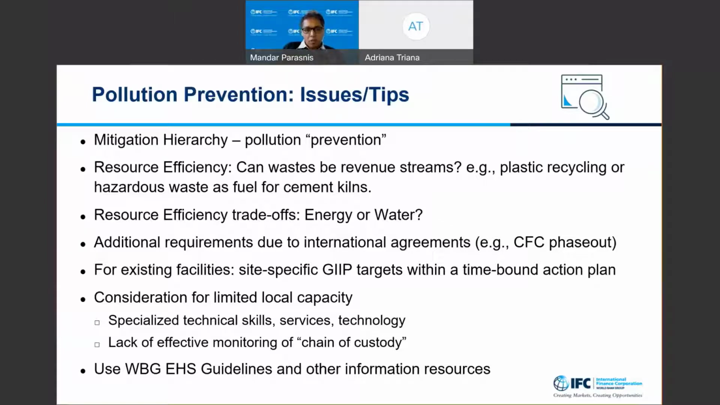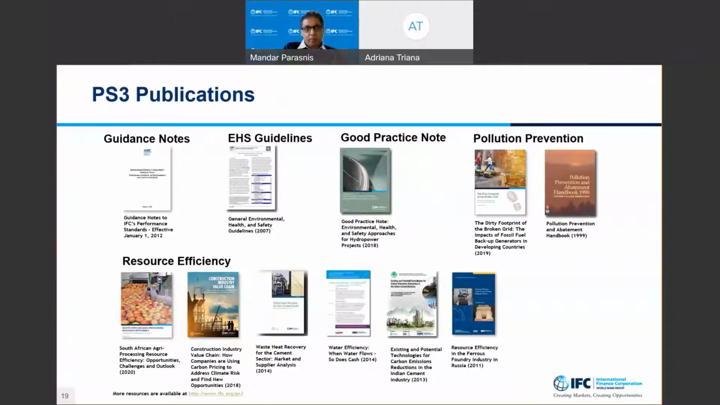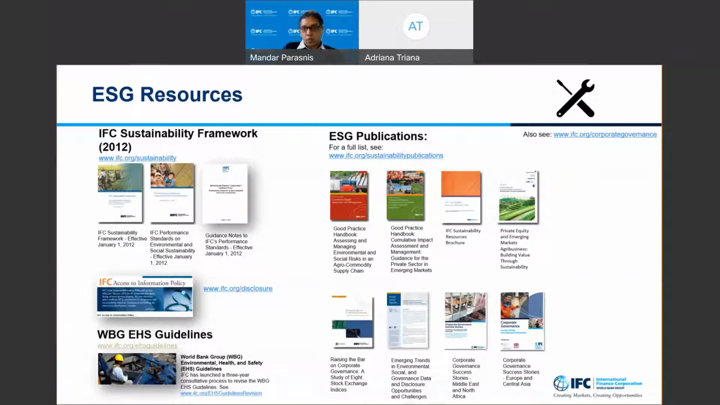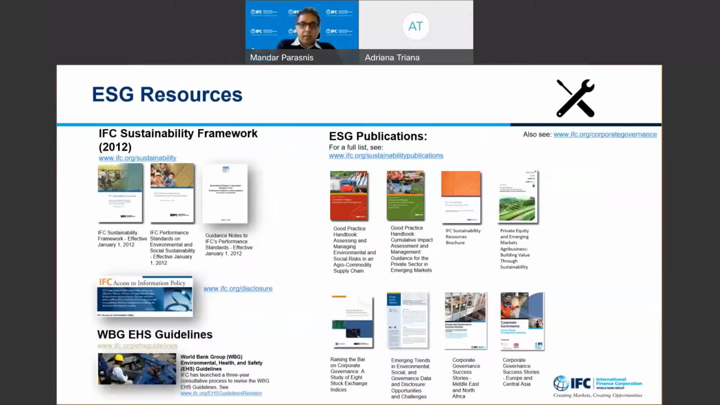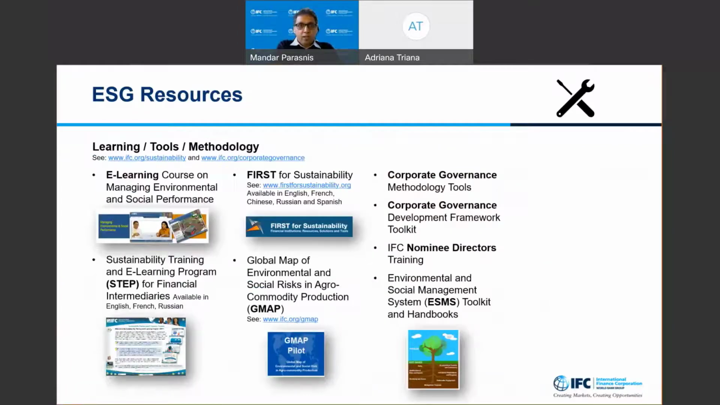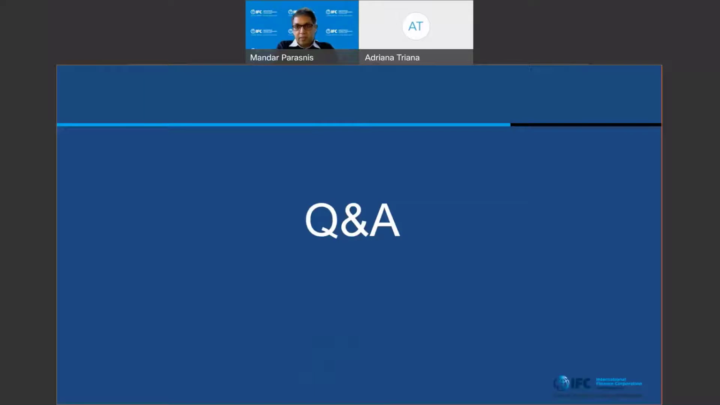Before that, I'd just like to show that we have a number of PS3 related publications and resources, and these are actually very useful while we are working on the PS3 projects, or all the PSs for that matter. So EHS guidelines is definitely very important, but then there are these other publications, and you are going to receive the links to these separately, and Tigist can share them with you. So I'll stop here, and maybe we can take some questions.